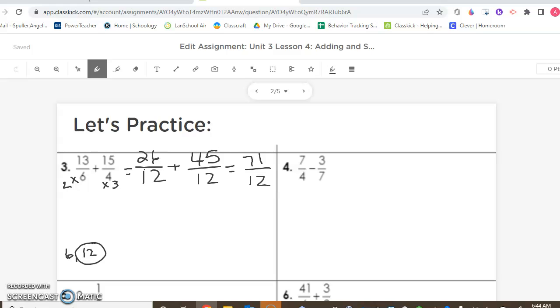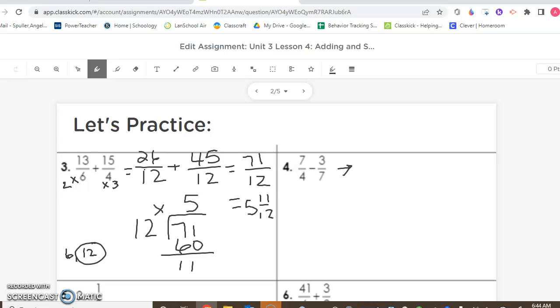Now, I could easily divide 71. How many 12s are in it? Well, 12 times 3 is 36. 12 times 5 is 60. 12 times 6 is 72. Guess I have to stay with 5. That's going to give me 60 with 11 left over. So my answer will be 5 and 11 over 12. Good job.